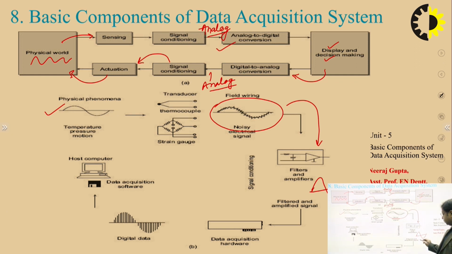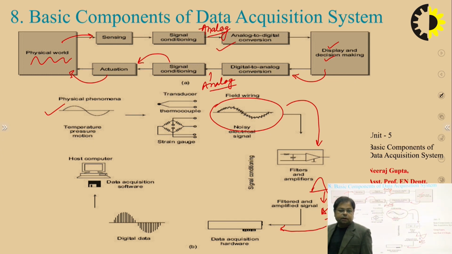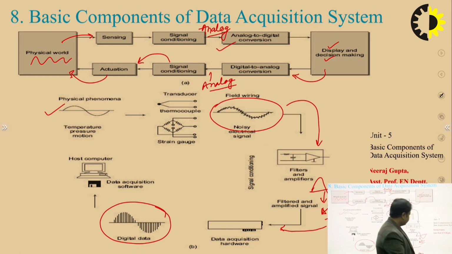Also, we need to have A to D converters after this, because here we are feeding it to the data acquisition hardware, and the data acquisition hardware provides you the digital format of that. As we have talked about, if we do not have A to D here, the data acquisition system needs to have the A to D converter facility available in itself. So these are the major components of a data acquisition system.